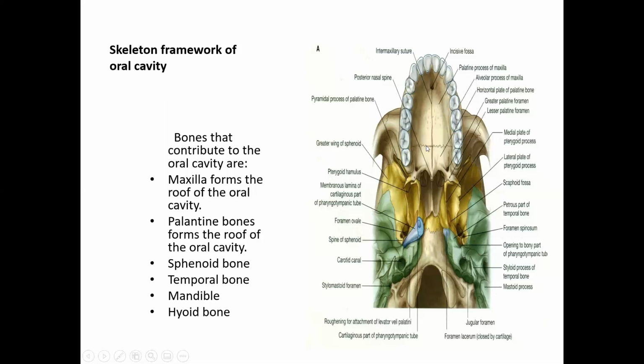So the anterior two-thirds of the roof of the oral cavity is formed by the hard palate, which is composed of the maxilla and the palatine bones, and this is covered by the mucous membrane. While the posterior one-third of the roof of the oral cavity is formed by the soft palate, which is formed by the muscles that take origin from the posterior margins of the hard palate.